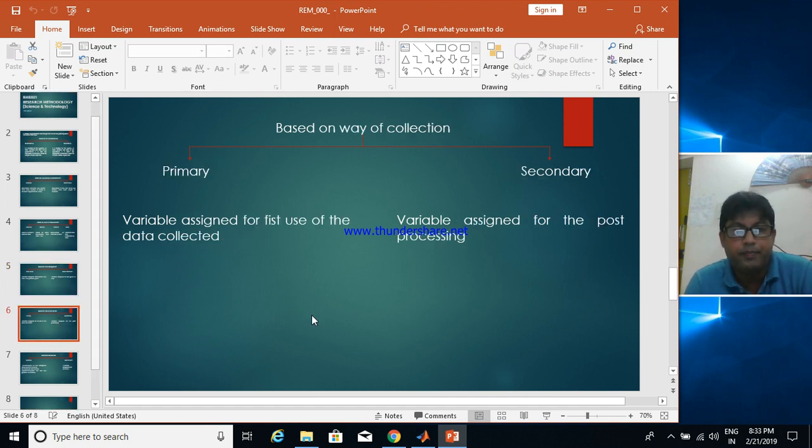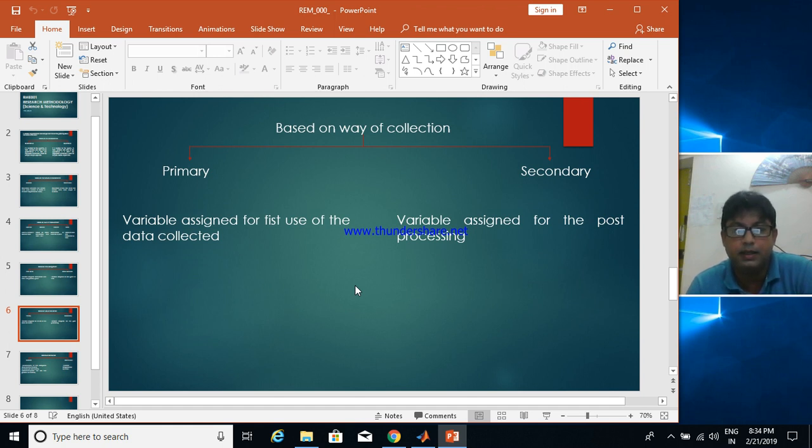Now based on the way of collection, the primary variable is the one of first use. The variable you have collected the first time you are using it is called a primary variable. Like you are collecting the database of the alumni of our EEE and civil departments, with their experience and skill. That variable you can assign as a primary variable.